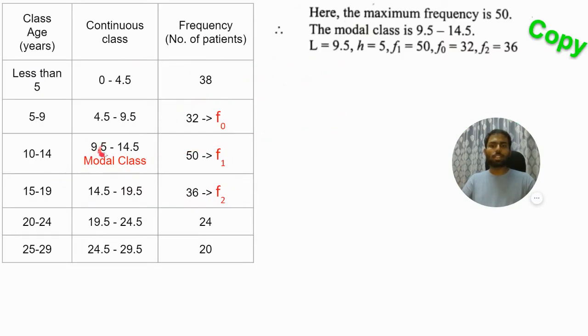So capital L, modal class का lower class limit है, so 9.5 हो जाएगा वो. Capital H is 14.5 minus 9.5 which comes to 5. Okay, 14.5 minus 9.5 is 5.